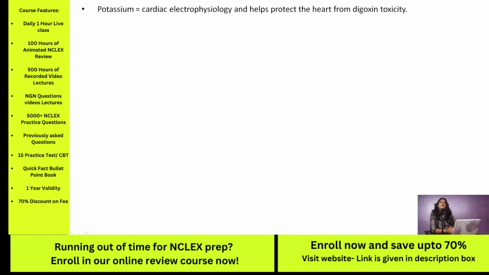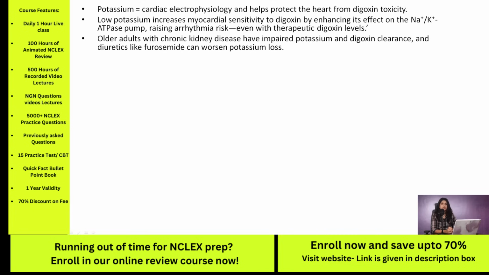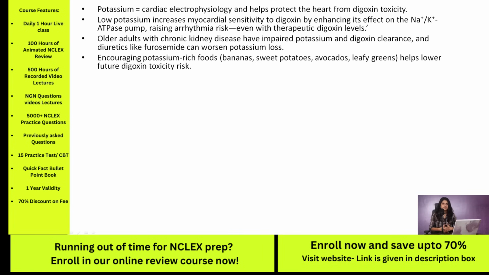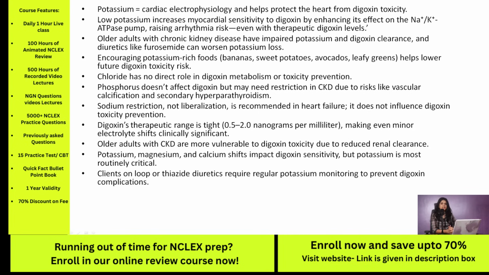Potassium is essential in maintaining normal cardiac rhythm and reducing myocardial sensitivity to digoxin. Hypokalemia increases the risk of digoxin-induced arrhythmias by intensifying its effect on the sodium-potassium adenosine triphosphatase pump. This becomes especially dangerous in older adults with chronic kidney disease who have decreased renal clearance and may be on potassium-wasting diuretics like furosemide. Emphasizing potassium intake from natural dietary sources like bananas, sweet potatoes, avocados, and leafy greens is a critical teaching point to help prevent future toxicity.